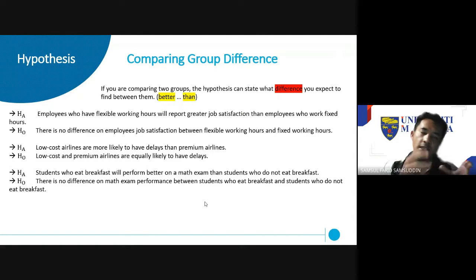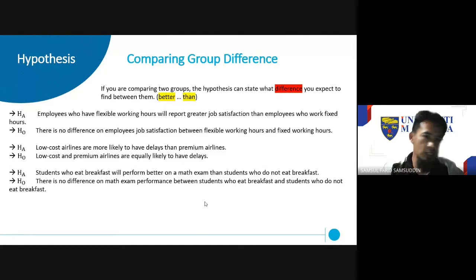So this null hypothesis has been taken from a previous study. We want to know, is it sure there is no difference between these two groups of employees, the flexible and fixed working hours? So previous studies did impact on your current studies.